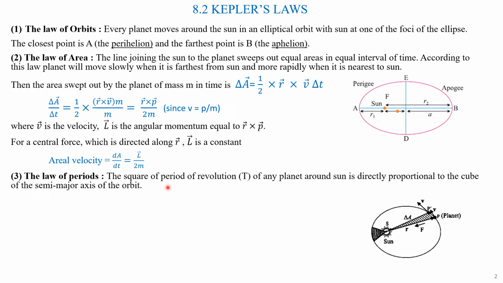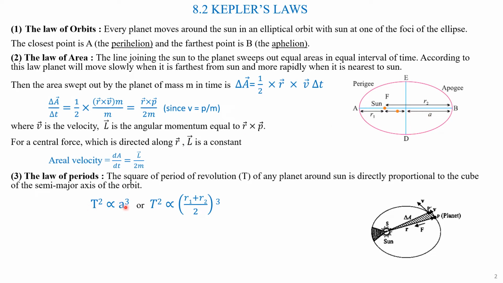Now we will take up the law of periods, Kepler's third law. The square of the period of revolution T of any planet around the Sun is directly proportional to the cube of the semi-major axis of the orbit. That is, T squared is proportional to a cubed. You see in the figure, a is the radius of the semi-major axis.